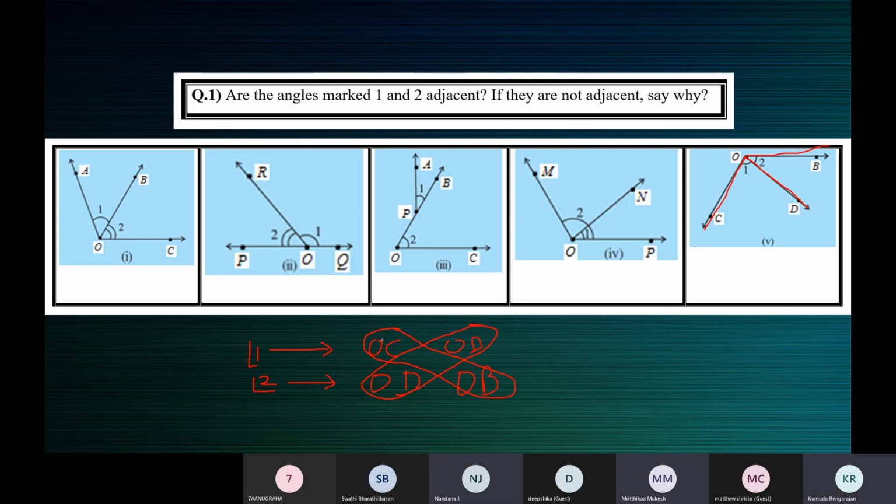Which are the non-common arms? And selected. OC and OB. Are OC and OB opposite rays? No, ma'am. They're not opposite rays. They're not going in opposite directions. Like if OB is going like this, then OC should go in the opposite direction like this. But no, see here, OB is going in this direction.